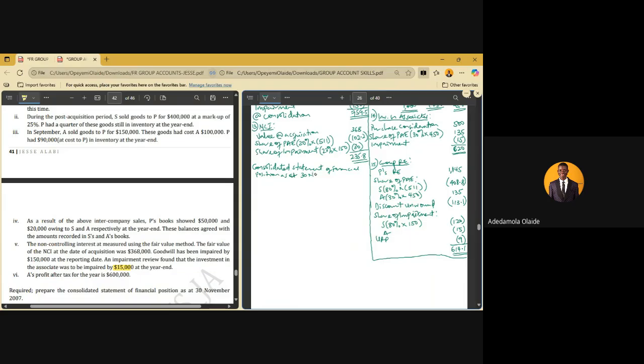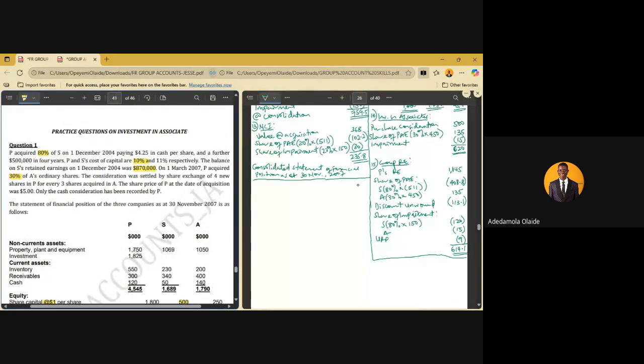As at 30th November 2007. Non-current assets. What are the non-current assets they have? PPE. PPE is how much? 1750 plus what? 1069 plus what? Plus the fair value adjustment of 50 minus the additional depreciation of 30. And that will give us what? We are not consolidating associate, don't forget. That will give us what?